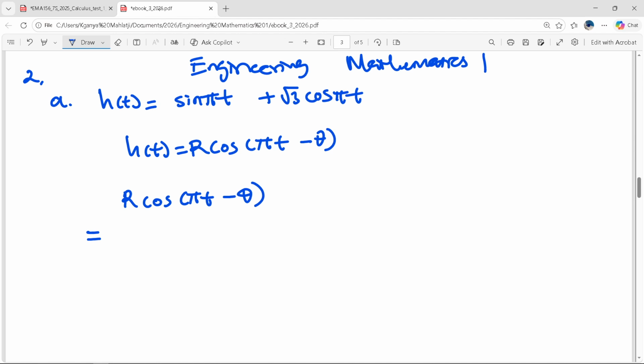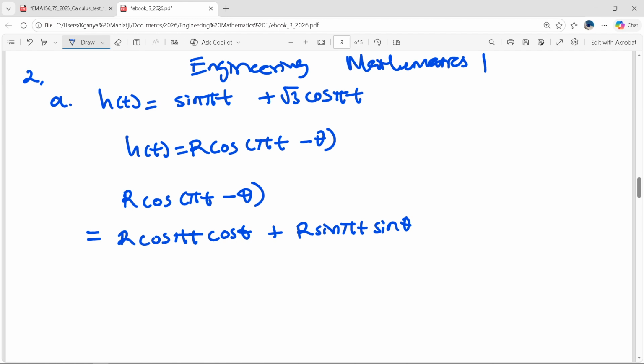This one, since it's a cos, it will be cos sin, but with opposite sign. Then you'll have r cos pi t cos theta plus r sin pi t sin theta. From here you can relate this expression you just formed to the original expression that was given. You can relate them. How so?